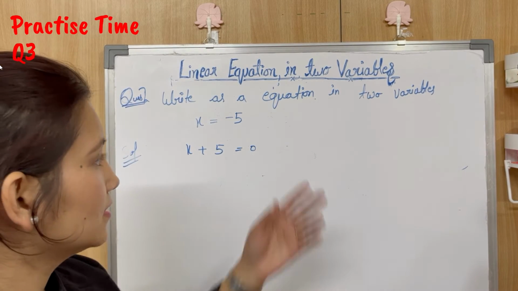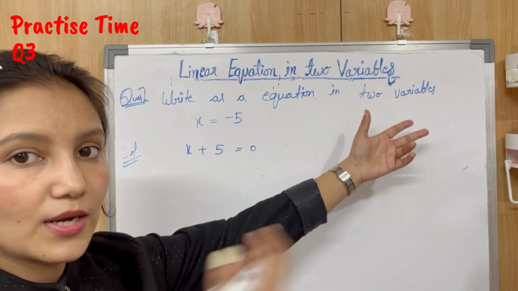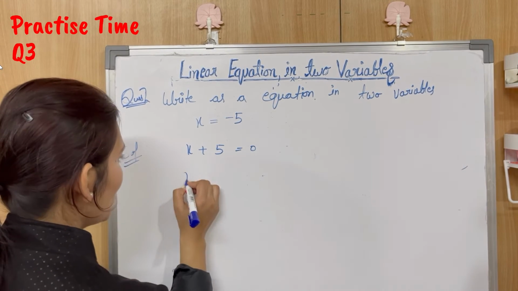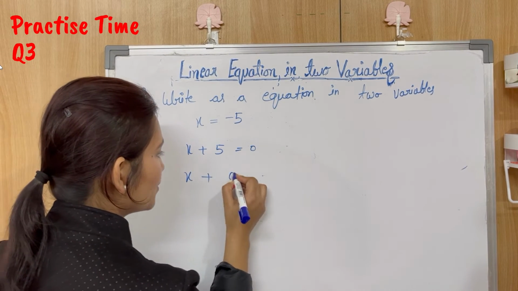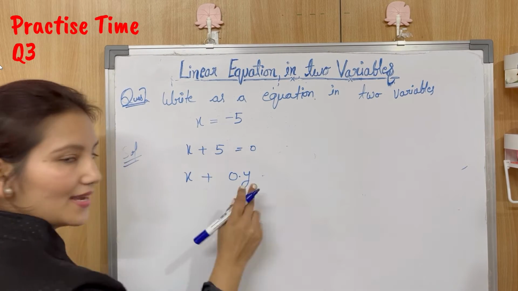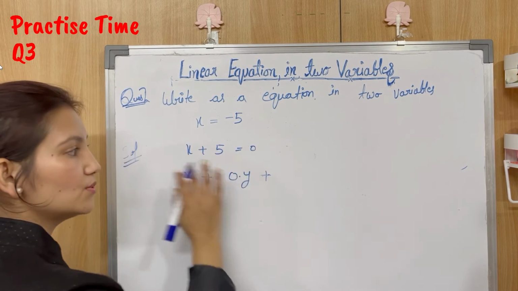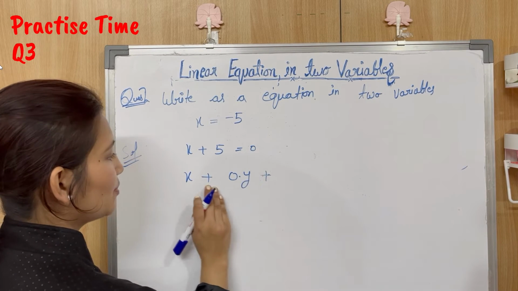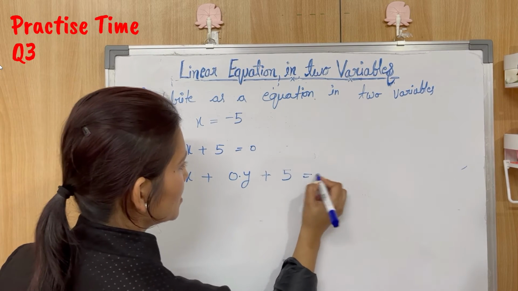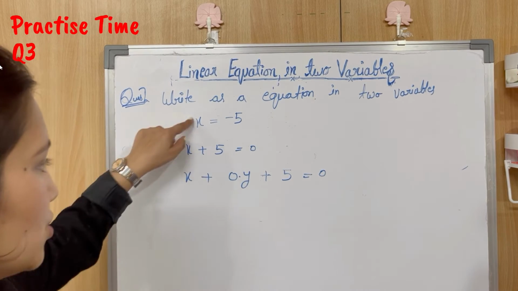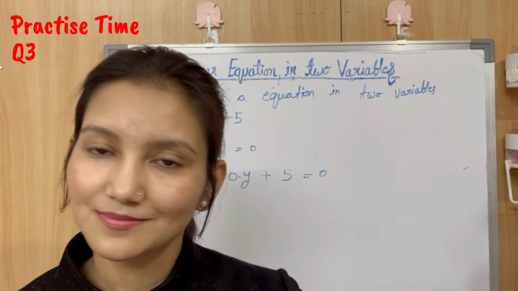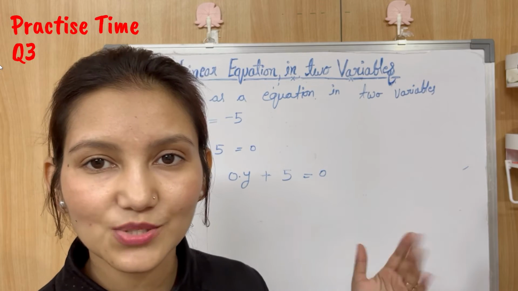Now I need two variables. Okay, so I'll insert one more variable, that is y. But how will I insert it? I'll make its coefficient 0. So 0y is nothing but 0. So that way my equation won't get distorted. So x plus 0y plus 5 is equal to 0. So this is how I can write this equation as an equation in two variables, right? So let's move to the next question.